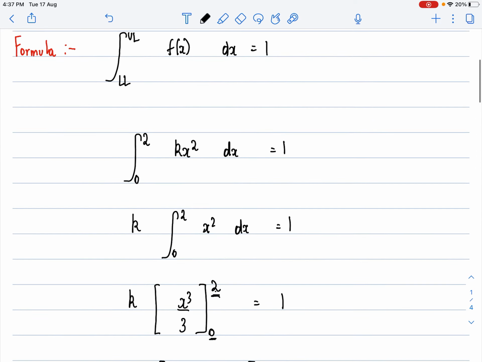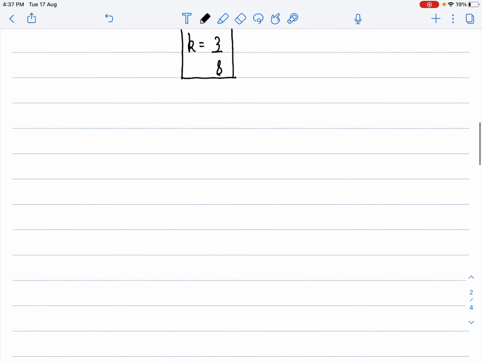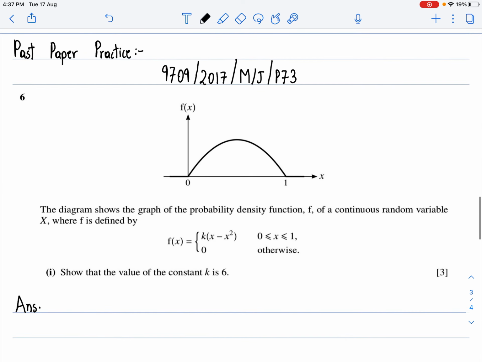Simple. So this is the formula which you need to know here. This is the lower limit, this is the upper limit, correct? And if it exceeds 2 or if it's less than 0, the probability you get is 0. And if it's between the limits, then you get a possible value for the probability, correct? So now what we'll do is we'll do a past paper example. This is from 2017 May-June paper 73.